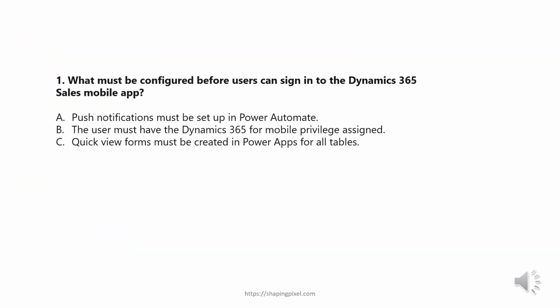What must be configured before users can sign in to the Dynamics 365 Sales mobile app? Push notifications must be set up in Power Automate. The user must have the Dynamics 365 for mobile privilege assigned. Quick view forms must be created in Power Apps for all tables. Correct answer is option B.